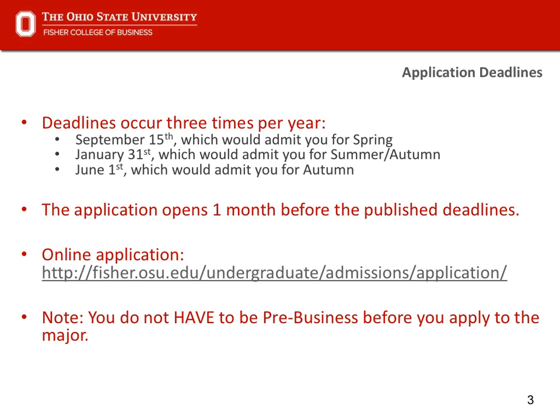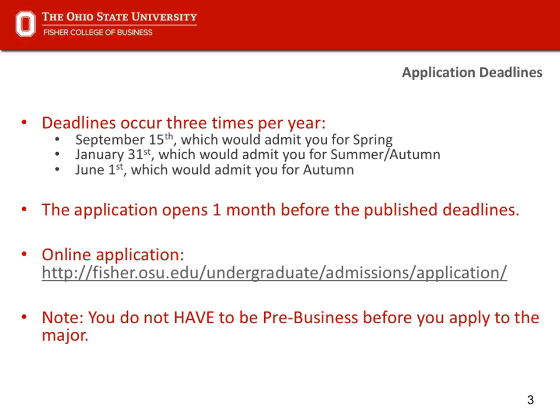Applying for September 15th would admit you for the spring semester. Applying for the January 31st deadline would admit you for summer term or autumn semester, depending on whether or not you plan to take summer classes. Applying for the June 1st deadline would admit you for autumn semester. No late applications are accepted.